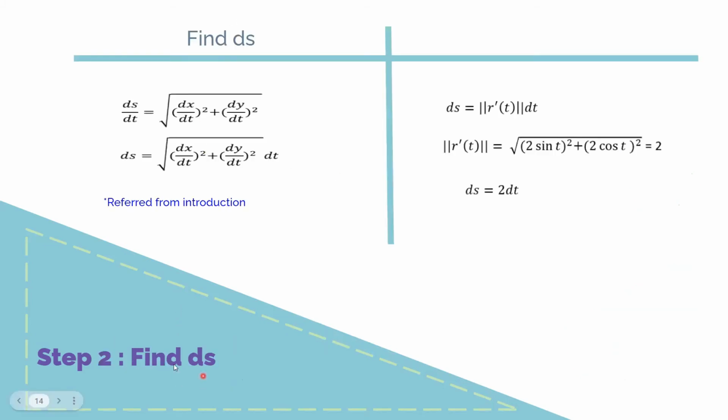Step 2, we need to find the ds. Referring to the introduction, we get this formula and we derive it to find the ds. Then finally we will get ds equal to 2 dt.